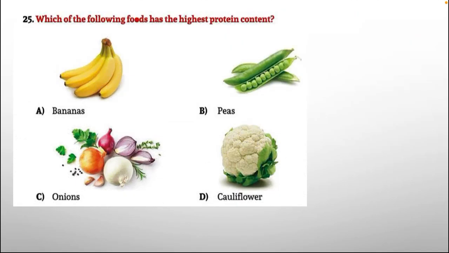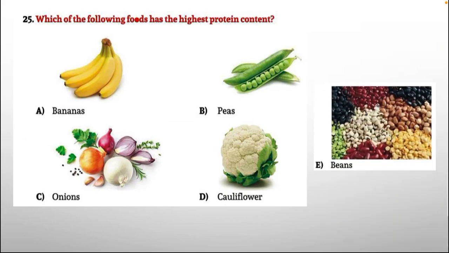Question number 25. Which of the following foods has the highest protein content? Options are given from A to E: banana, peas, onions, cauliflower, beans. And we all know what the correct answer is. Option number E, beans. Beans contain the highest protein content.